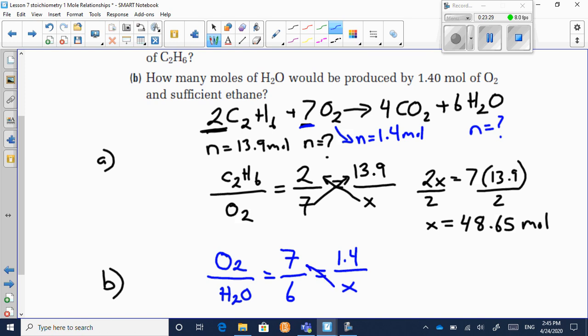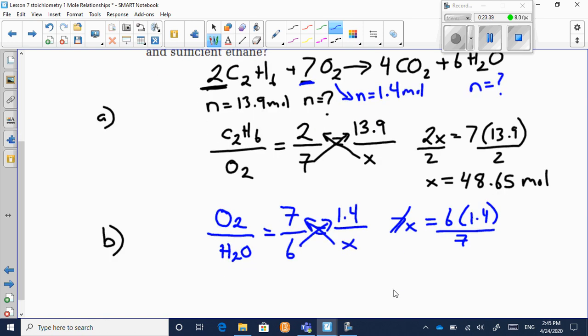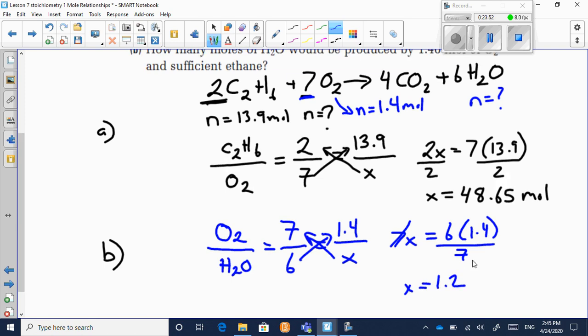Great. Well, let's cross multiply. So 7x is equal to 6 times 1.4, and then divide by 7. All right, so 6 times 1.4 divided by 7, and we get x is equal to 1.2. So if you have 1.4 moles of O2, you will produce 1.2 moles of H2O, and it kind of makes sense.